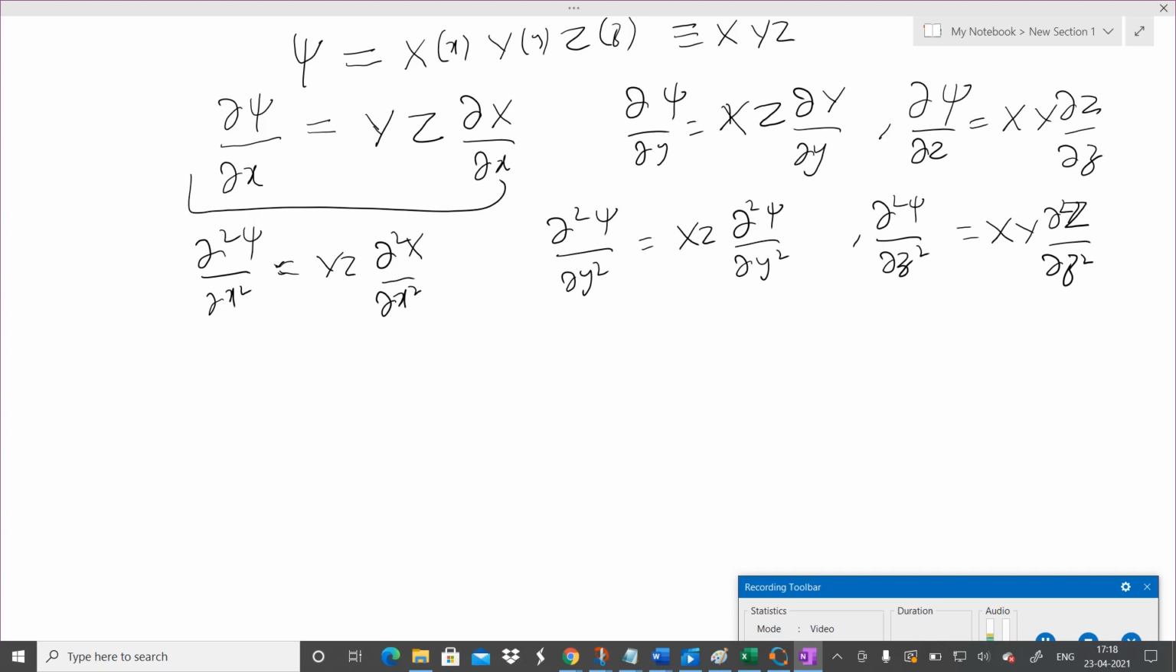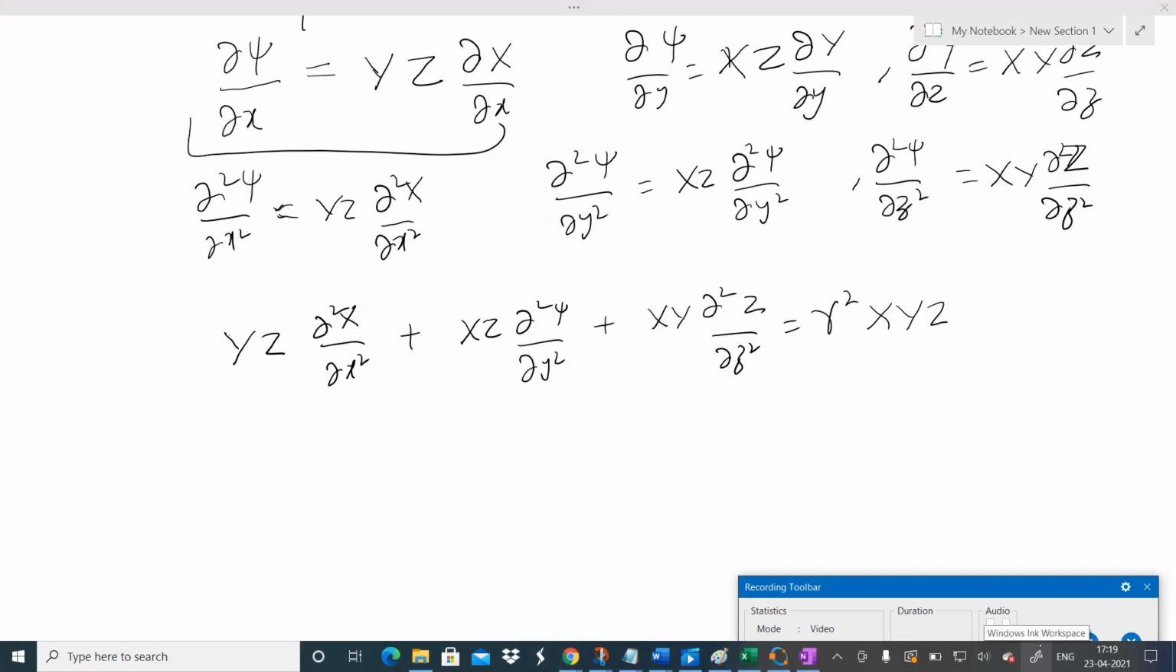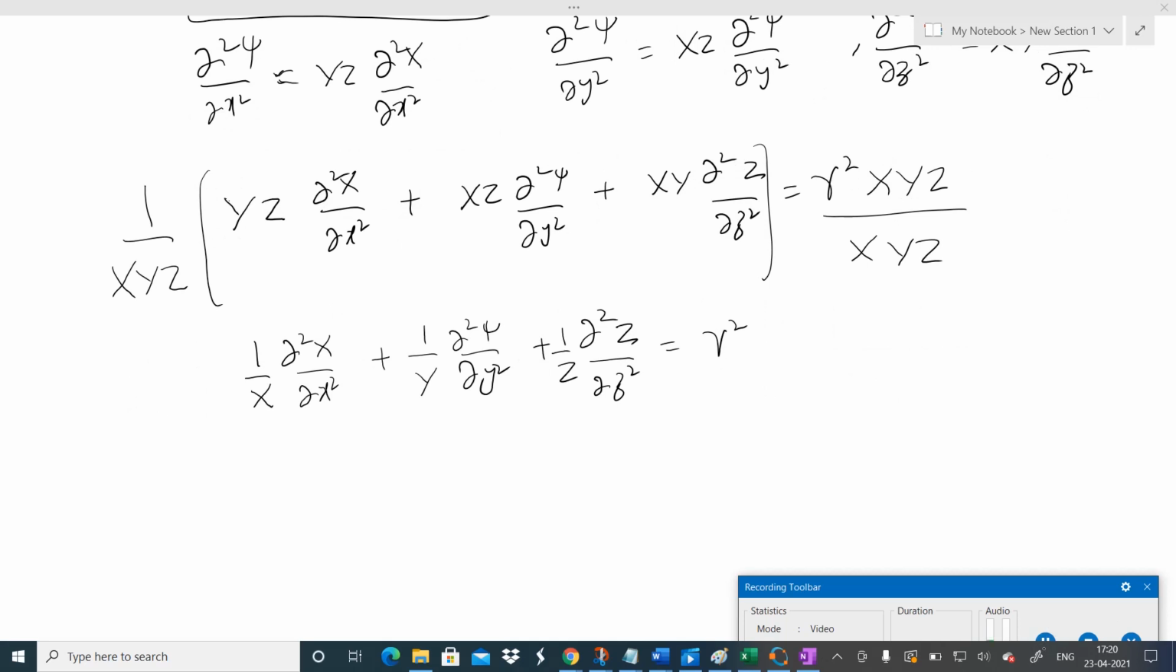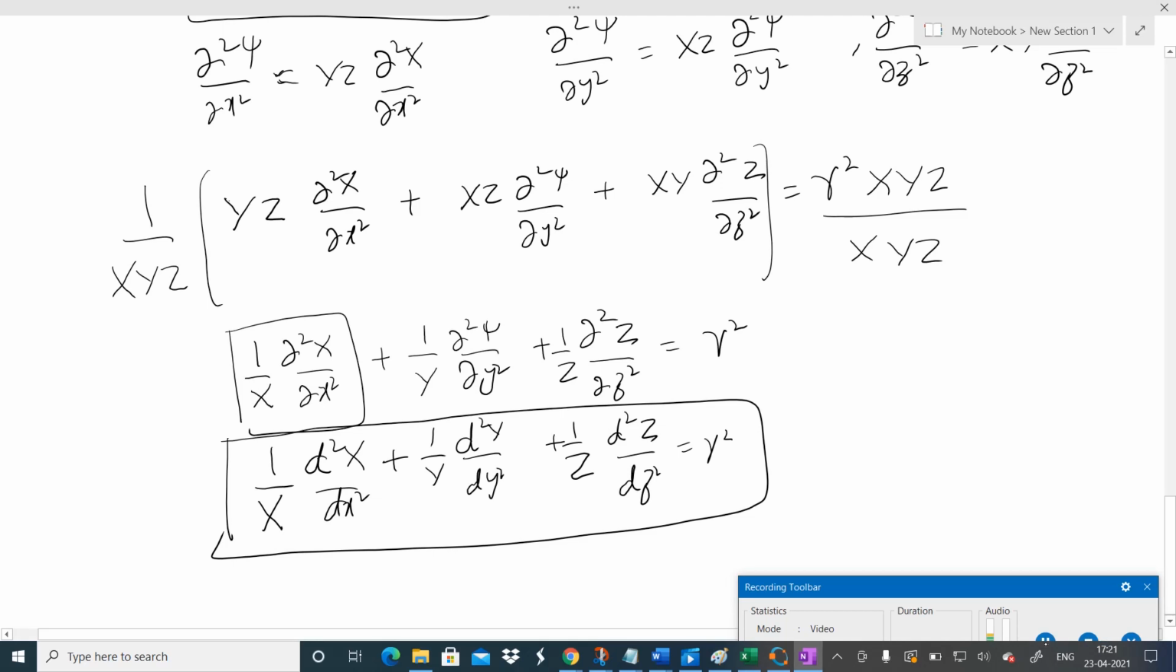Now we substitute these three values in the differential equation. We get this equation. Now we divide both sides by XYZ. We will get the following differential equation. Now I will drop the partial sign, because if you look at this term, first of all, X is a function of x only, Y is a function of y only, Z is a function of z only. So I will write 1 over X d2X upon dx2, and similarly for the other terms.